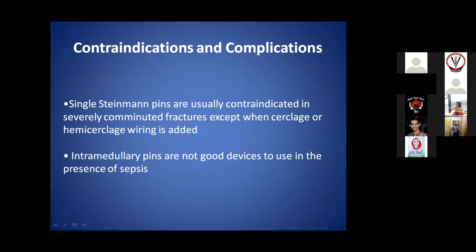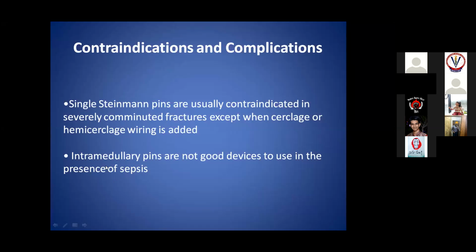So where it is contraindicated is when there is a severely comminuted fracture. Don't use this implant, the pin, unless you have the choice of using subclass wires or a heavy implant. We have earlier discussed that subclass wires can be used in addition to the simple pin, and they are not good devices to use in the presence of sepsis.